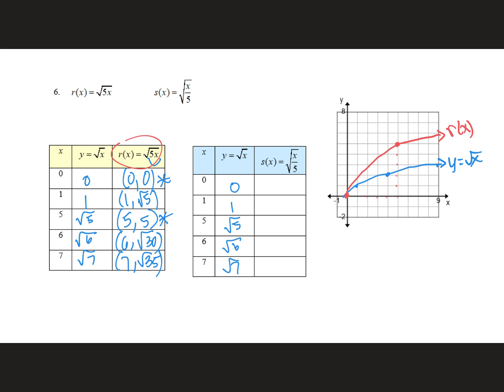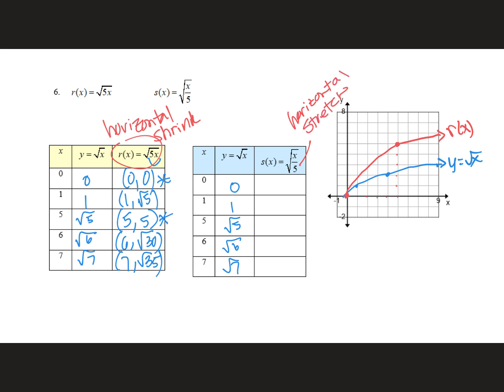So let's do that on this one. So this was what we would call a horizontal, hold on, let me do it in the right color. This would be what we would call a horizontal shrink. Okay. This one is what we would call a horizontal stretch.